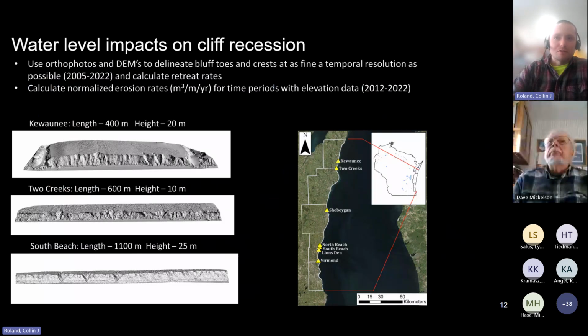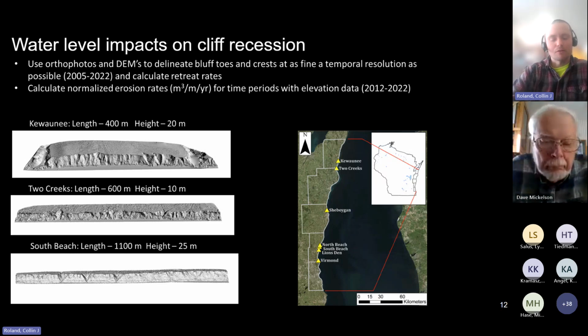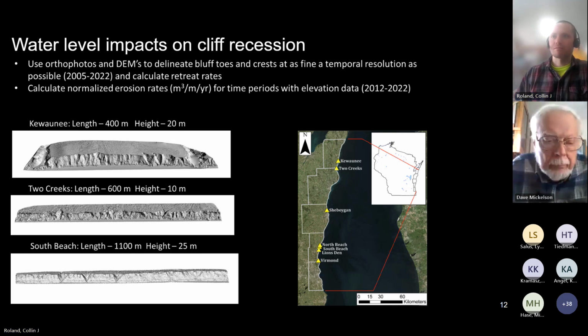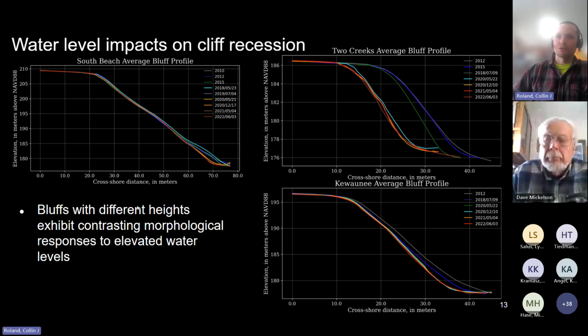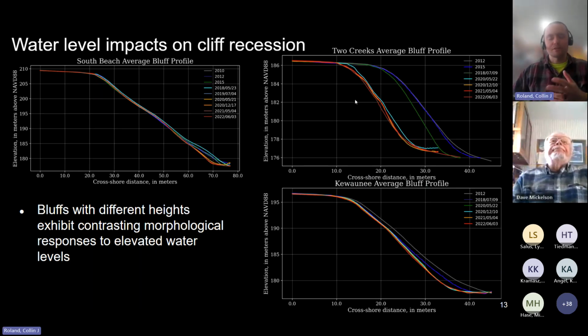So we've done a bunch of repeat surveys at a few sites up and down Wisconsin's Lake Michigan coast. I'll focus on 3 of them here. And hopefully if we do these repeat surveys and measure topographic change over the span of a lake level rise, we can start to constrain and hopefully predict bluff responses. So what I'll show now is profiles, the average profile for 3 of these 9 sites.